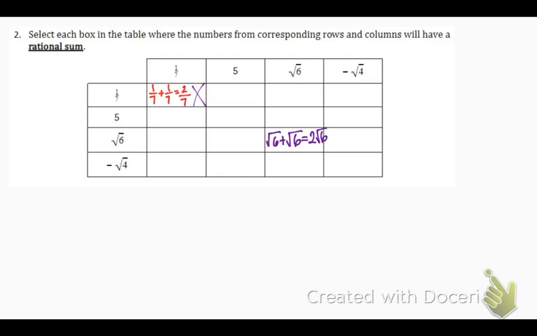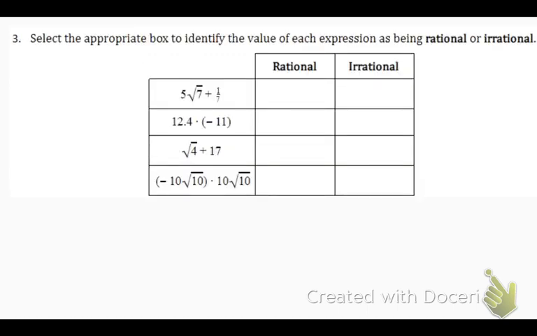All right, go ahead and check the other ones that will have rational sums. If you add the numbers together, you get a rational number. This is similar to the last couple examples, just with different numbers now. This one, they want to know if this has a rational sum. If I add 5 radical 7 plus 1/7, will that be a rational number or irrational number? So think about whether or not you're able to simplify out that radical 7 by adding these two together. This is a decimal that ends, 12.4 times -11. If I multiply these two numbers, am I going to get a decimal that ends? Is it a decimal that doesn't end? Think about if that's rational or irrational.